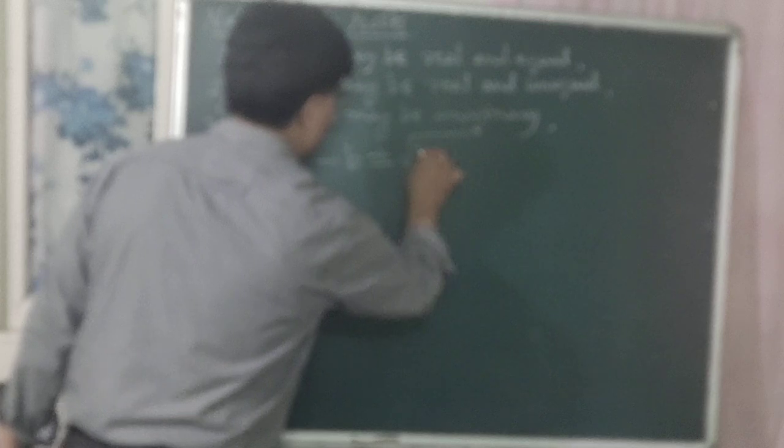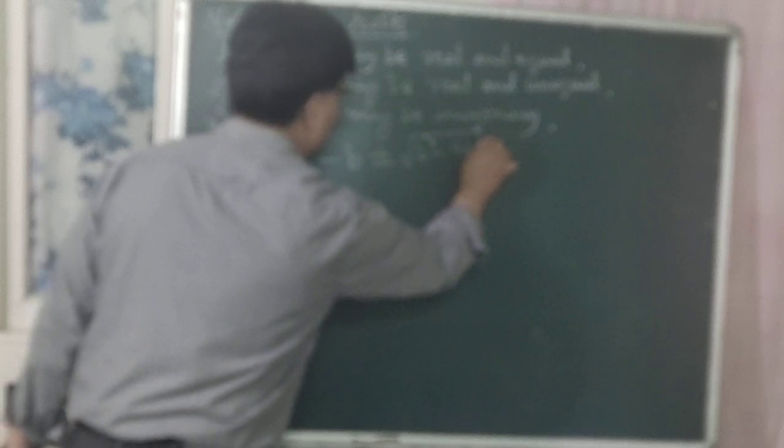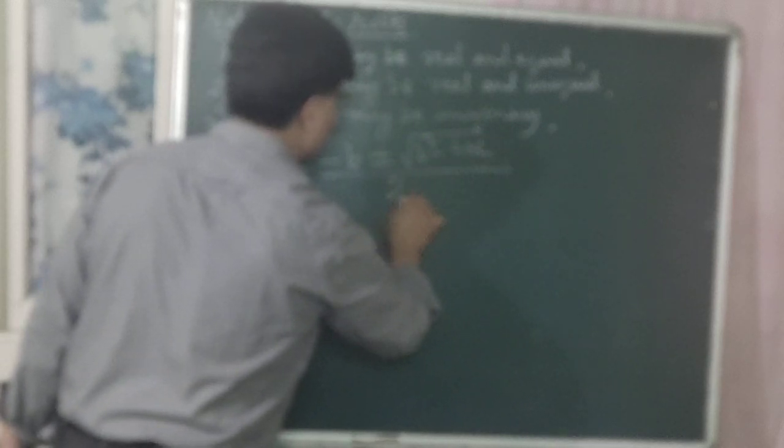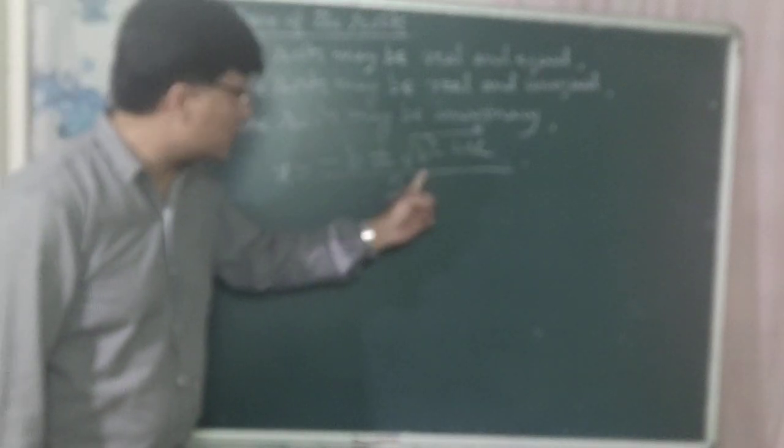So you know Sridhar Acharya's formula. x is equal to minus b plus minus root over b square minus 4ac whole divided by 2a. Now, whether the roots are real and equal, real and unequal, or imaginary, it all depends upon the expression within the square root.